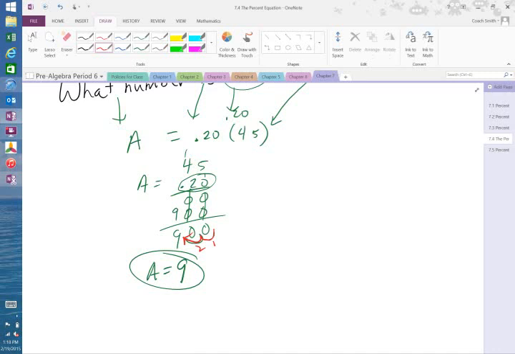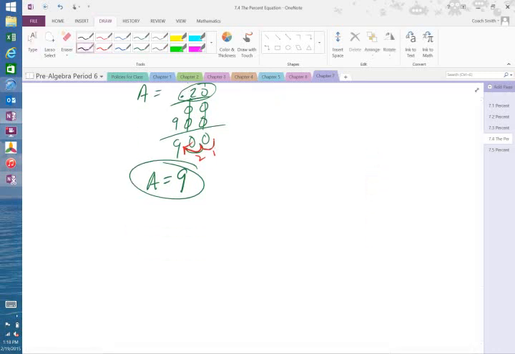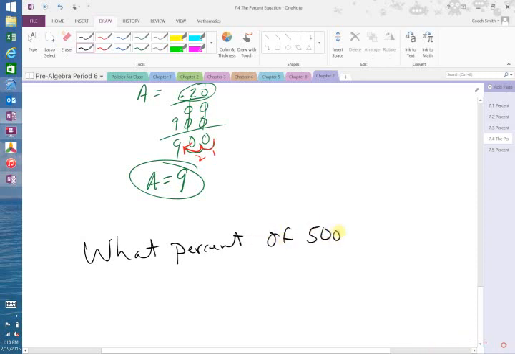All right, let's look at one that's not finding A. Number 10. Number 10 says what percent. So obviously we're looking for the percent sign. What percent of 500 is 25?